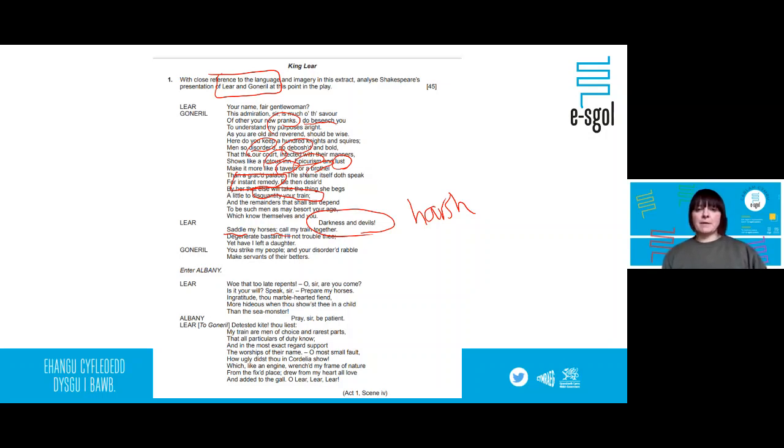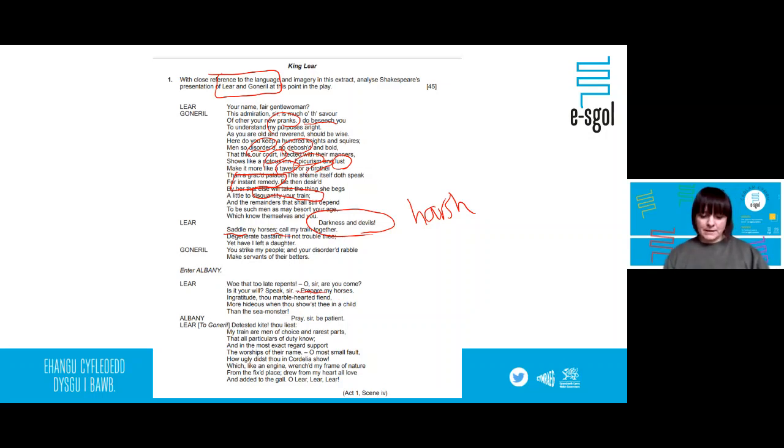Goneril then says, "You strike my people, and your disordered rabble make servants of their betters." At that point Albany enters. And Lear continues with, "Woe that too late repents. Oh sir, are you come? Is it your will? Speak sir, prepare my horses." Again, his angry reaction is shown through the imperative of "prepare my horses."